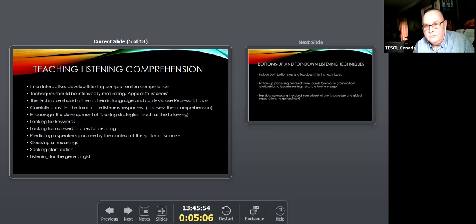Teaching listening comprehension. In an interactive, developed listening comprehension competence, techniques should be intrinsically motivating. They should appeal to listeners. The techniques should utilize authentic language and context, use real-world tasks, and carefully consider the form of the listener's responses to assess their comprehension. Encourage the development of listening strategies such as the following: looking for key words, looking for nonverbal cues to meaning, predicting a speaker's purpose by the context of the spoken discourse, guessing at meanings, seeking clarification, and listening for the general gist.